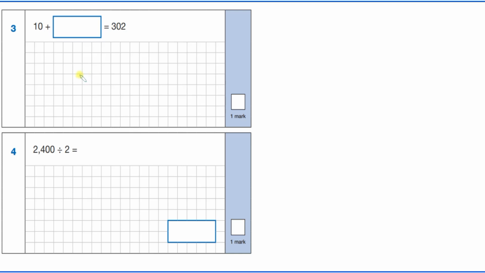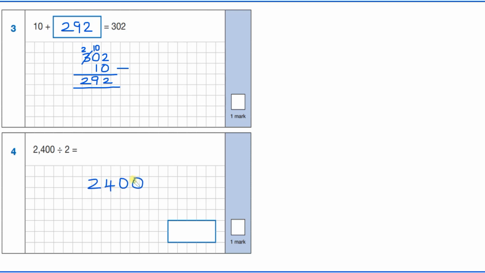Question number 3. 10 plus something equals 302. To do this question, you need to take the 302 and take away the 10. Column subtraction. 2 take away 0 is 2 and the 3 becomes 2 and this will give 10. 10 take away 1 is 9 and 292 is the correct answer. So 292 added to 10 is 302.